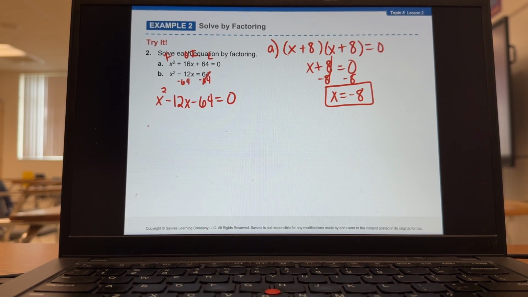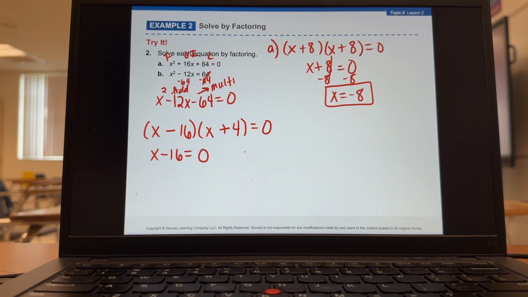So now I'm trying to find two numbers that when I multiply, give me a -64. So knowing that I need a negative when I multiply, I know I'm looking for one negative number and a positive number. And when I add them together, they're going to give me a -12, which means the bigger number needs to be negative. X squared, x times x, that would be a -16 and a +4. So x minus 16 equals 0, x plus 4 equals 0.